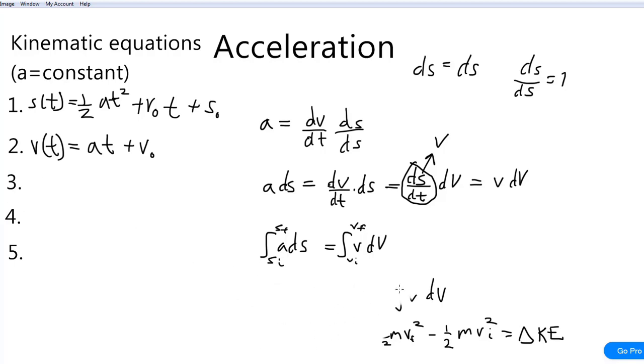So now, what if a is not a function of s or v or t or something? It's a constant.